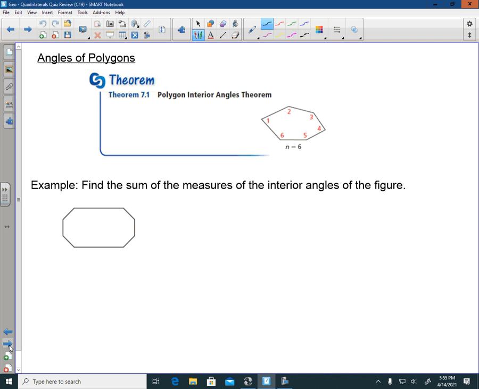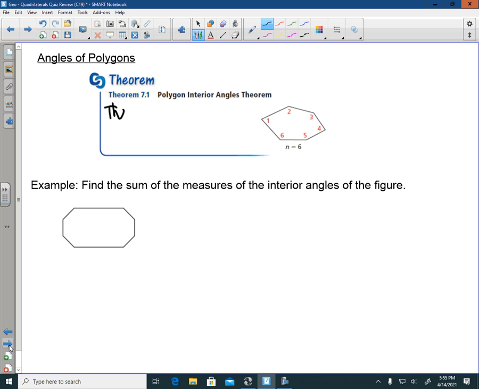I'm going to take each of these topics one by one. I'm going to be revealing the theorem that's associated and then doing a problem that involves that theorem. So the first topic was angles of polygons, and the theorem basically goes a little something like this.